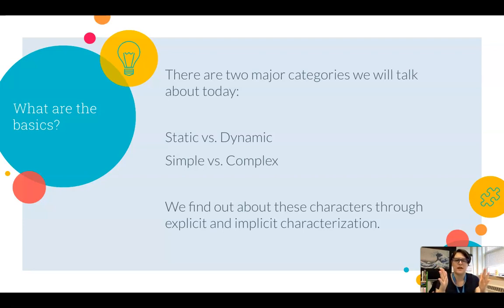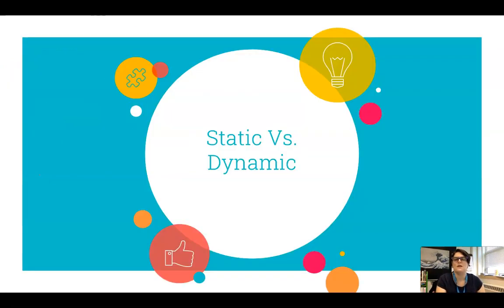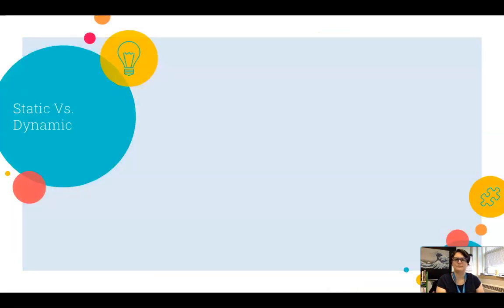These are two separate categories. So a character can be either static or dynamic, and simple or complex. A character will fall into one of each of these categories. So again, we are going to find out about these characters in a story through explicit, direct characterization and implicit or indirect characterization. So we want to look through all these kind of things to figure out this information. So let's start with static versus dynamic.